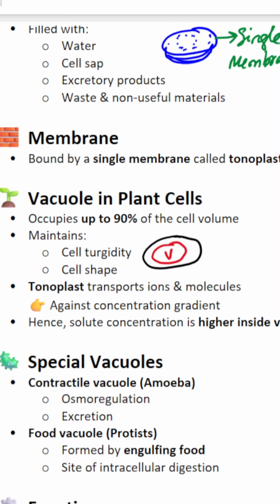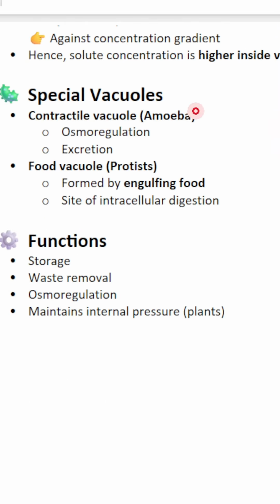We have different types of vacuoles. In animal cells we find contractile vacuoles that maintain osmoregulation and excretion, acting like a kidney-like function. In protista we find modified vacuoles, that is, food vacuoles, that help in intracellular digestion, that is, they engulf the food and help in digestion. So collectively the functions of the vacuole are storage, waste removal, osmoregulation, and maintaining internal pressure within plants.